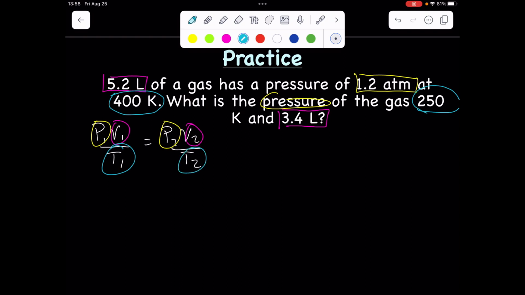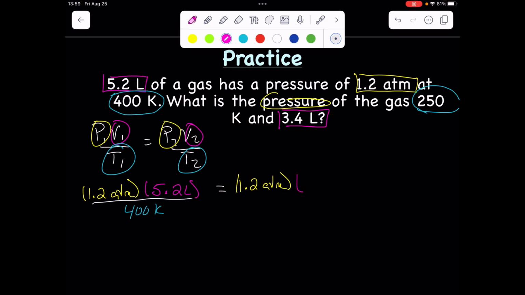So this time, lucky us, we have to use all 3 variables. So we're just going to set them up exactly like they are in the problem. We're going to put the P times the V divided by T for the 1s and 2s. So my first pressure is 1.2 atm. And then my first volume is 5.2 liters. And then we have to do temperature as well, which is 400 K. All right, so we've done the 1s, same thing on the 2s.